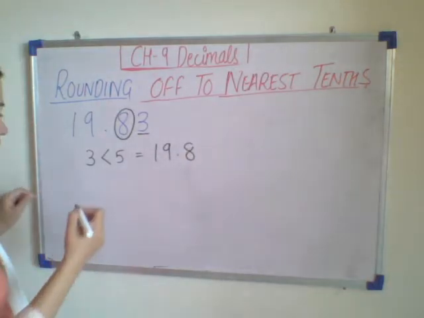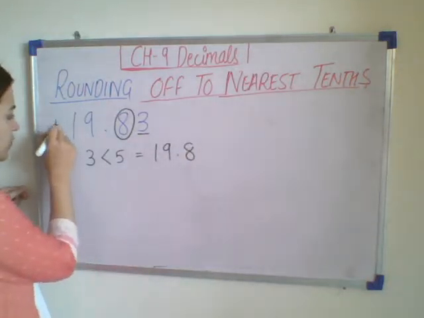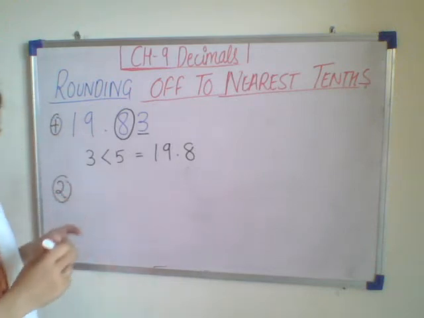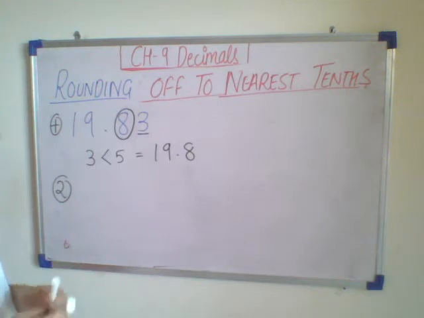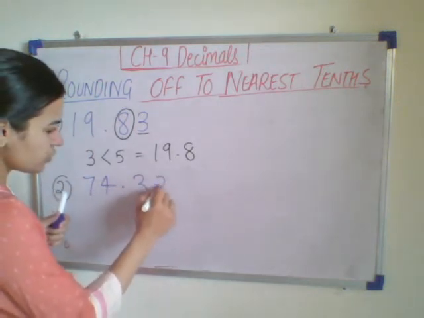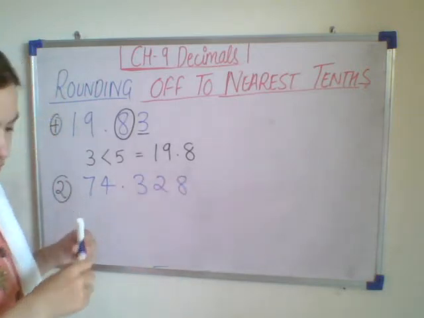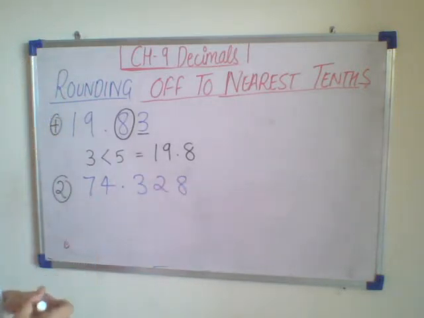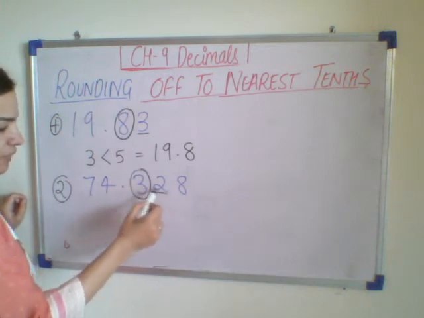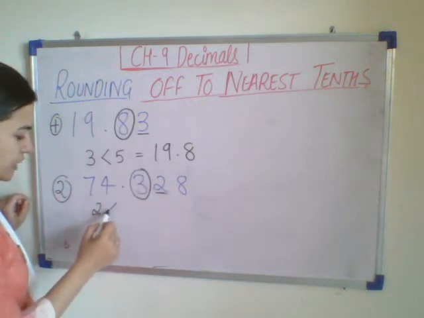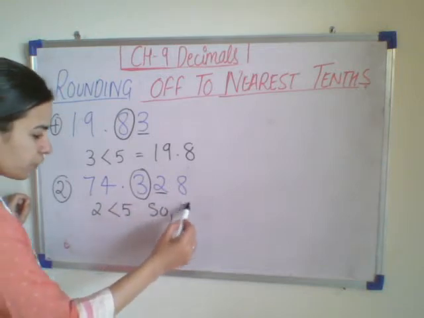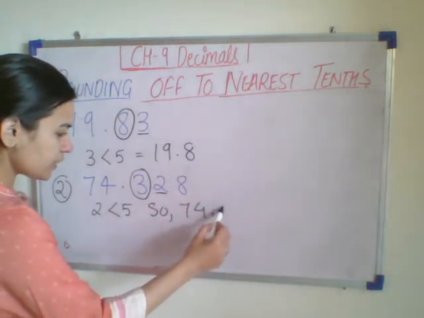Let us take some more examples. This was the first example. Let us take the second one. We have to round off 74.328. So here, what is the digit at the 10th place? This 3. After the 10th place, 2 is there. As 2 is smaller than 5, we will round off this as 74.3.